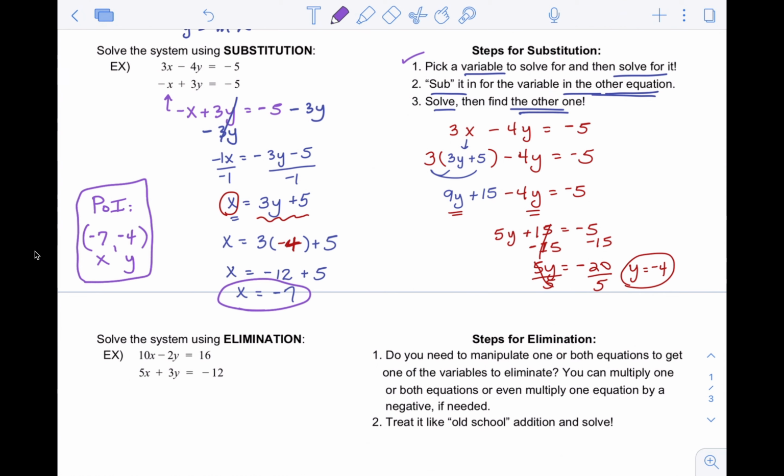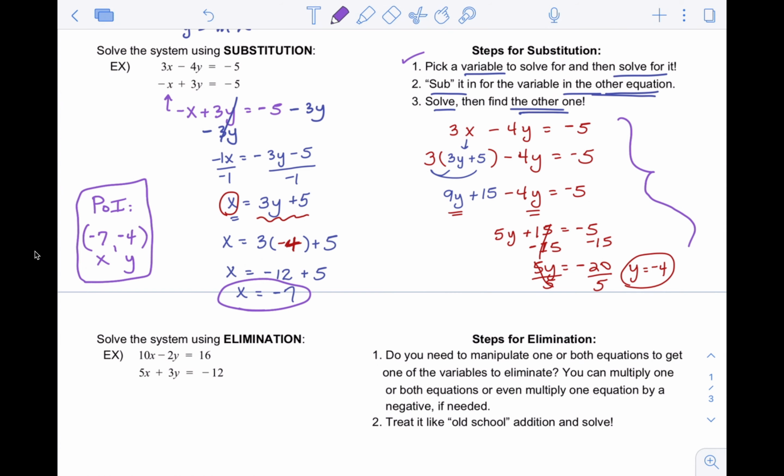That was substitution. You literally manipulate the equations to where you get one variable solved for and you plug it into the other. The goal of that is that what you've done is you've taken the other equation and you have completely turned it into a one variable equation. You can't solve if you have x and y. You can solve if you have only y's or only x's. So that is the purpose of substitution.